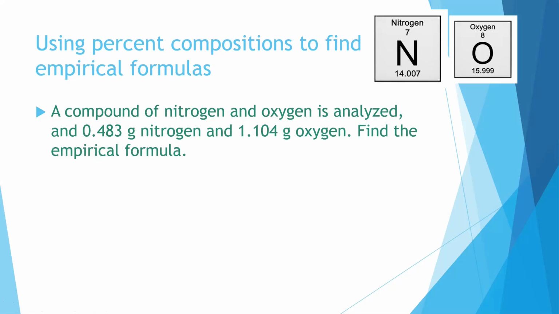So the question is, in the lab, we determined that a compound consists only of nitrogen and oxygen. And we found 0.483 grams of nitrogen and 1.104 grams of oxygen. We want to find the empirical formula of this compound. Our first step is always to convert grams to moles. That's our key step, grams to moles.